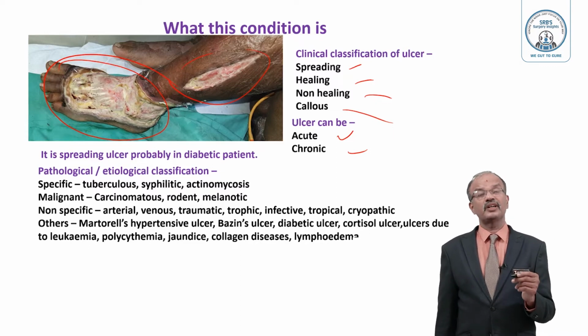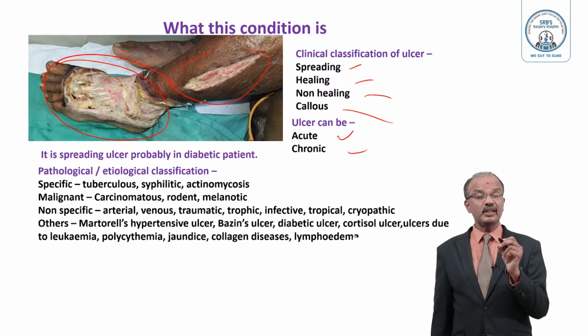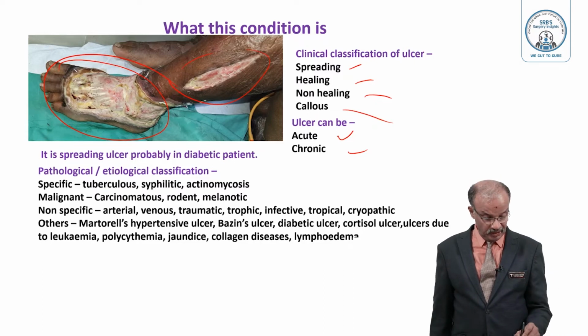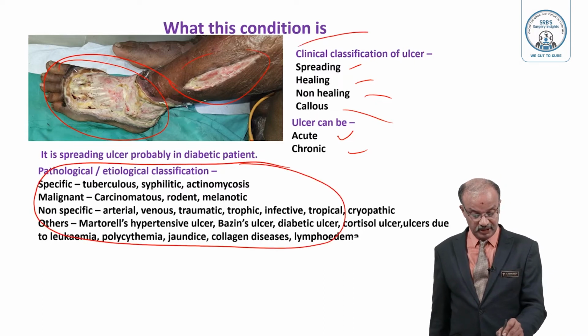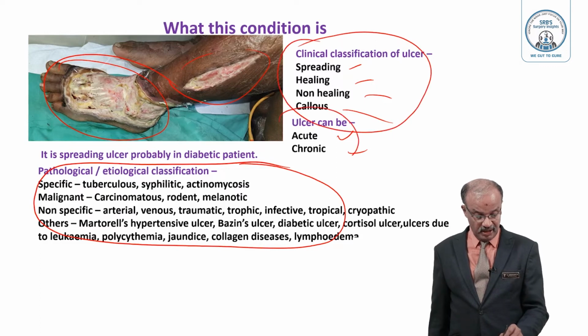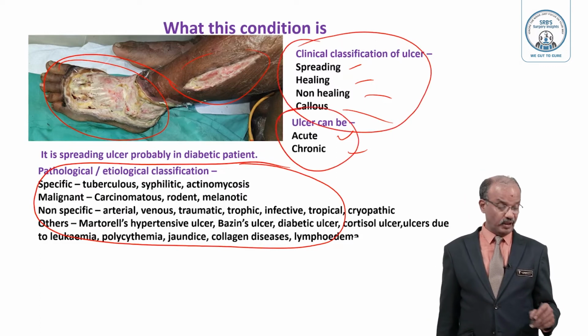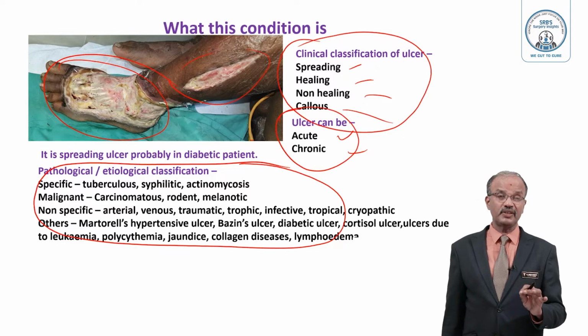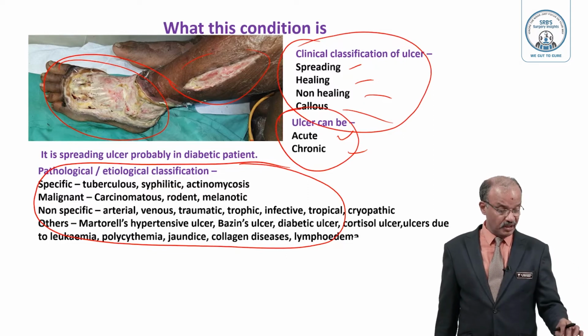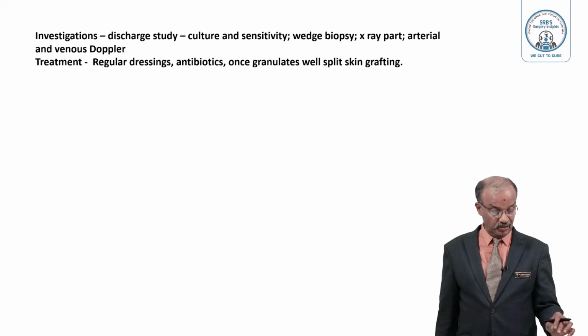Many times these are asked as an OSCE question, MCQ question, Viva question. You should remember what are the causes for different types of ulcer. So this etiological or pathological classification is also important. Remember, this is the clinical classification. This depends on the duration, acute and chronic. So these are the three basic classifications. Other than that, Wagner grading is there. So that also you have to remember.